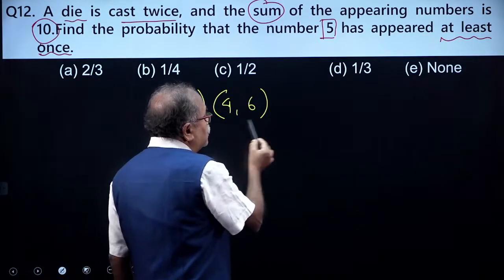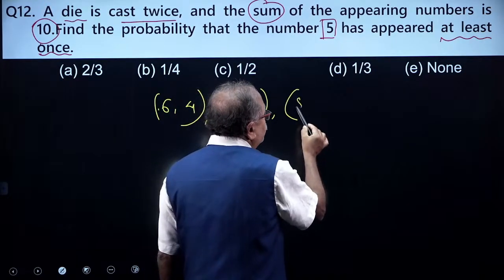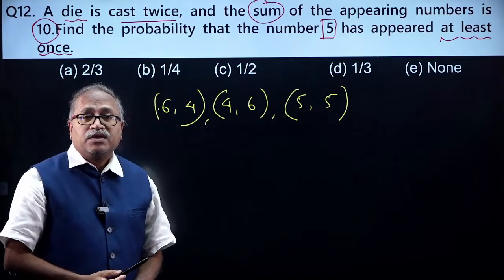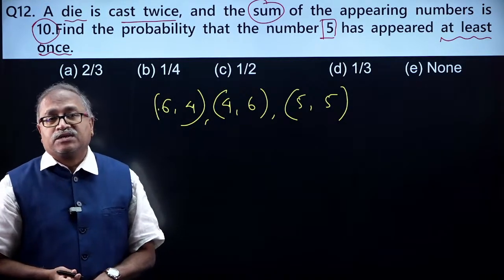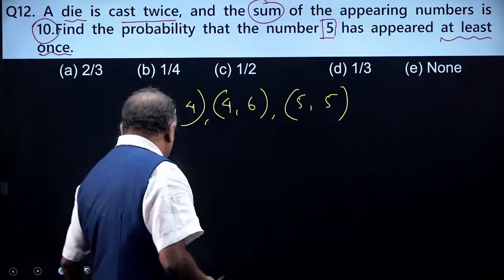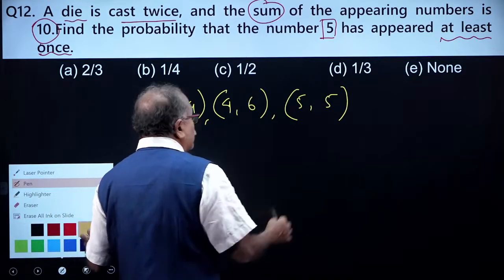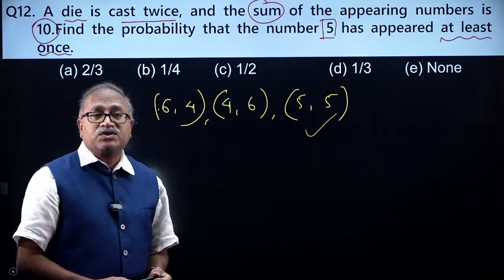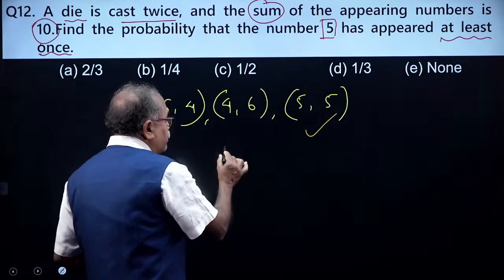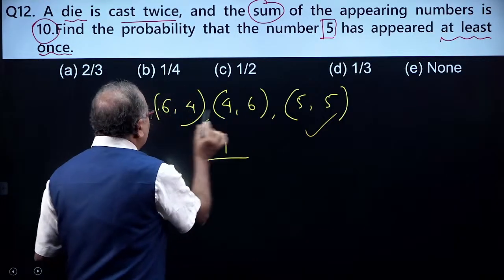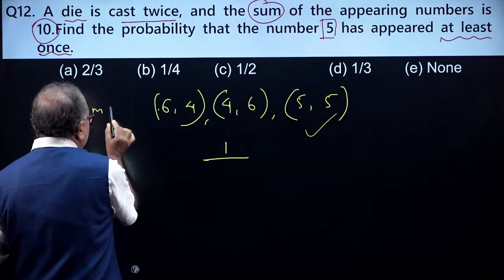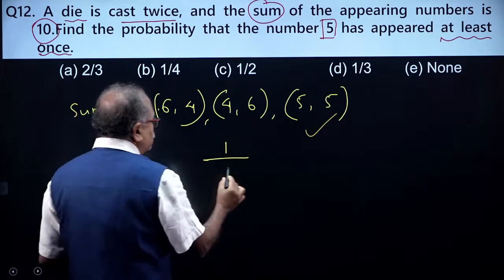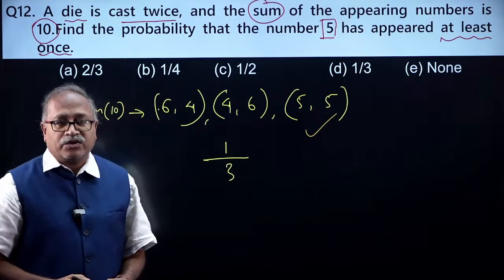And the third possibility, at least one 5 should be there. So both are 5 and 5, the sum 10 satisfies. So what is the total number of cases where I get sum 10? 3 cases. In which, my favorable outcome is only 1. So favorable outcome by total is your probability. So favorable outcome is 1, and the total number of ways you can get the sum 10 is 3. So 1 by 3 should be your answer.